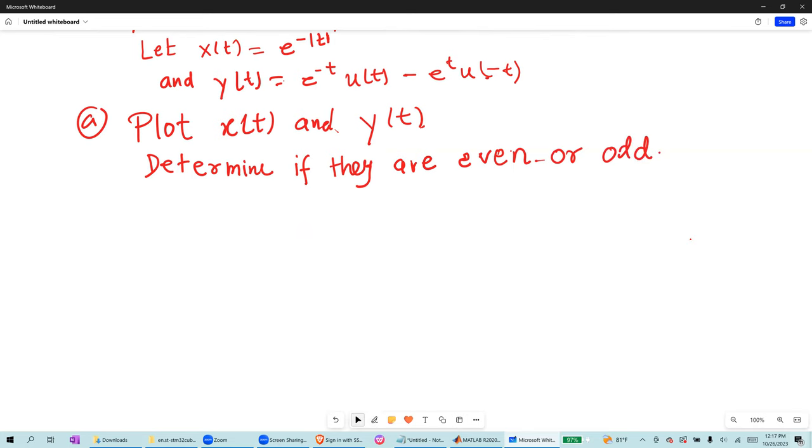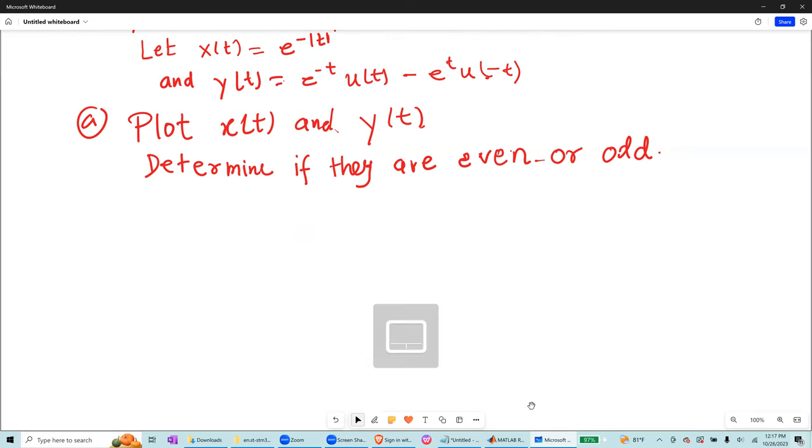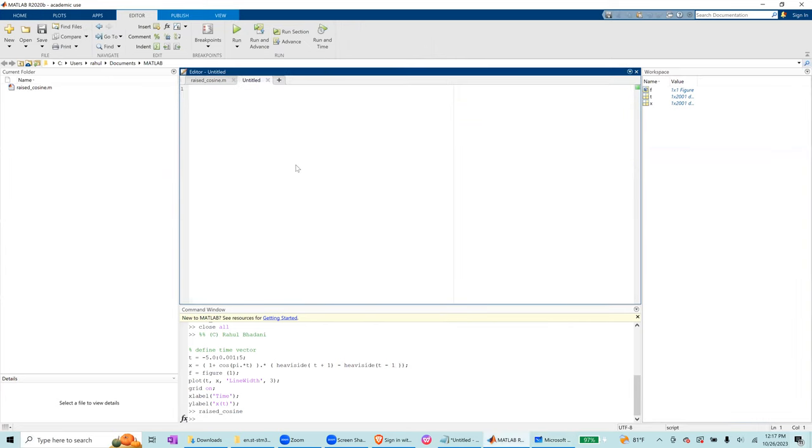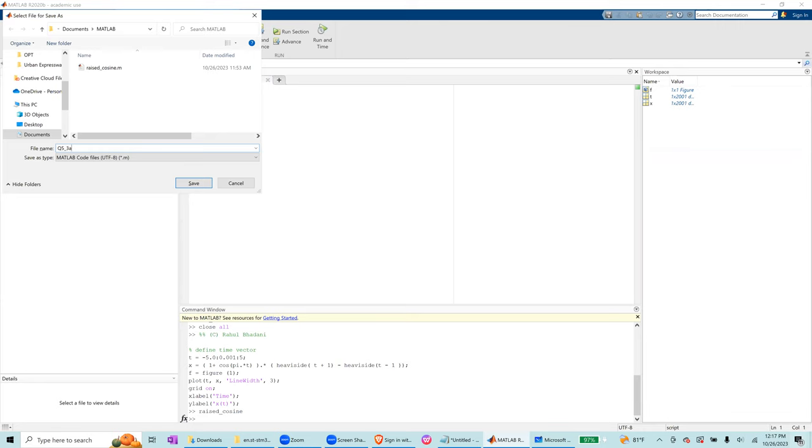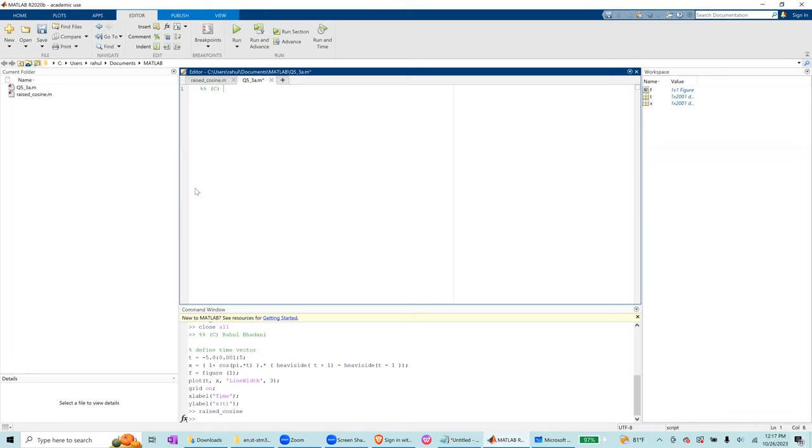So we will do MATLAB for this. Let's write and save it as Q5.3a. Then define the time vector, so we'll just look at minus 1 to 1. Then x equal to e to the power minus abs t. And figure 1, plot t comma x, line width, grid on.